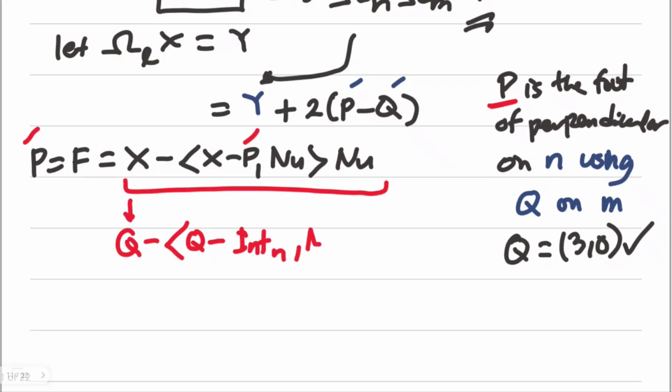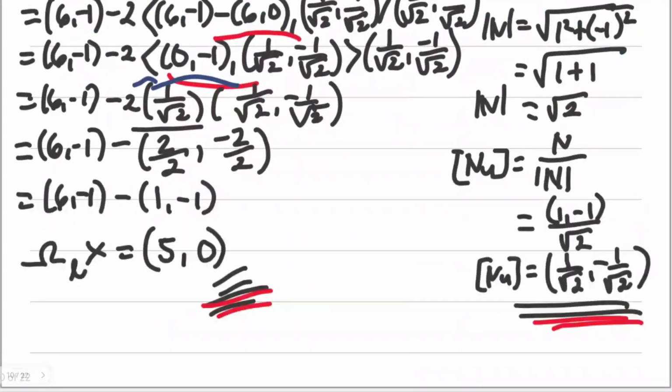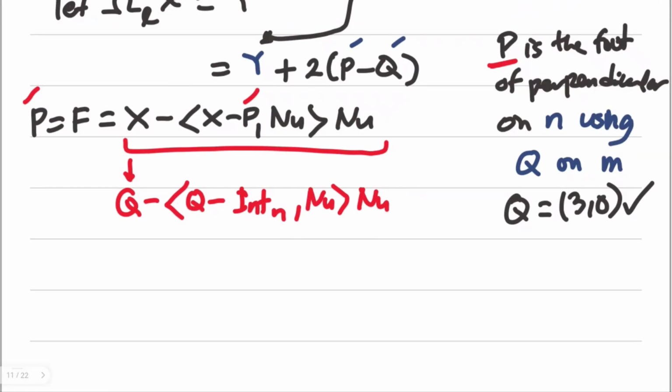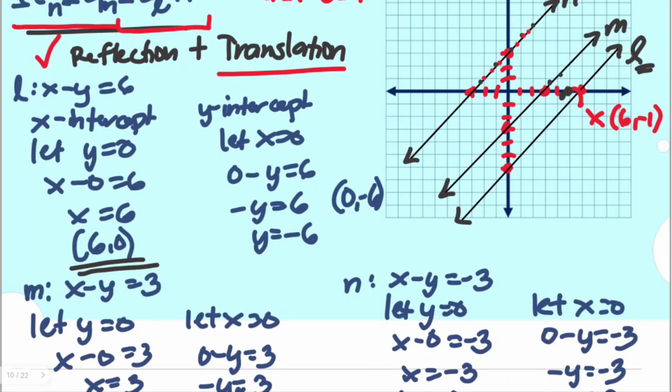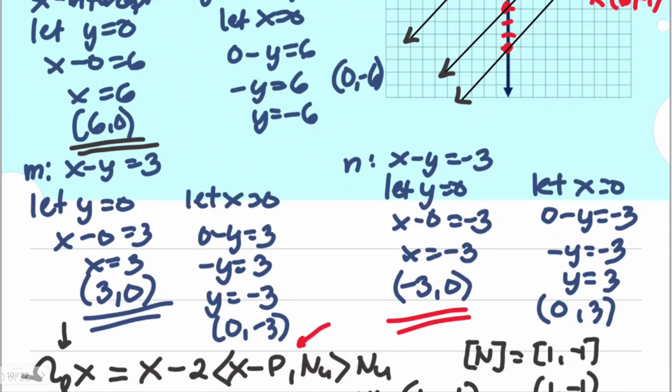The unit normal vector here, and you also have the unit normal vector. We know already the unit normal vector to be this, so allow me to copy that here. So our unit normal vector is 1 over square root of 2, negative 1 over square root of 2. So our intercept for N, again to be consistent, let's use the x-intercept here. So negative 3 and 0.